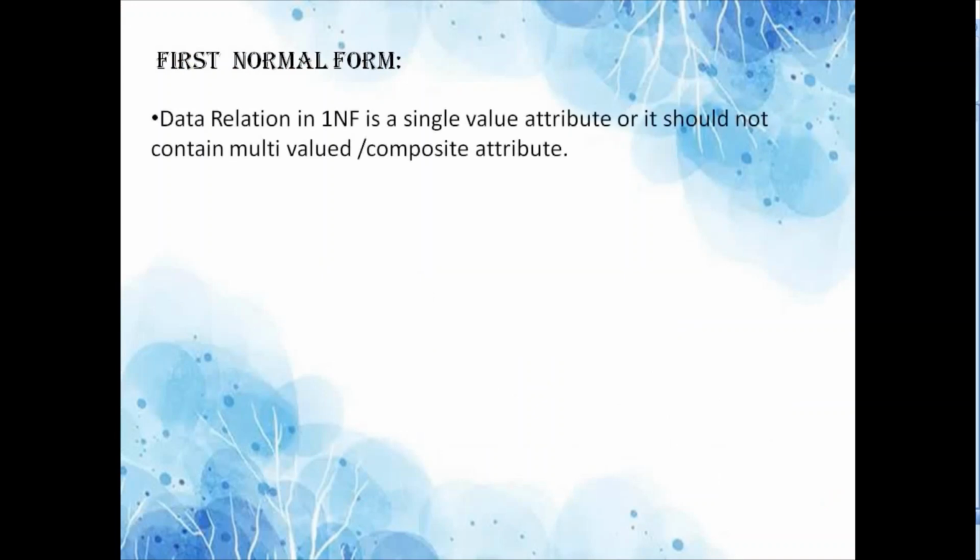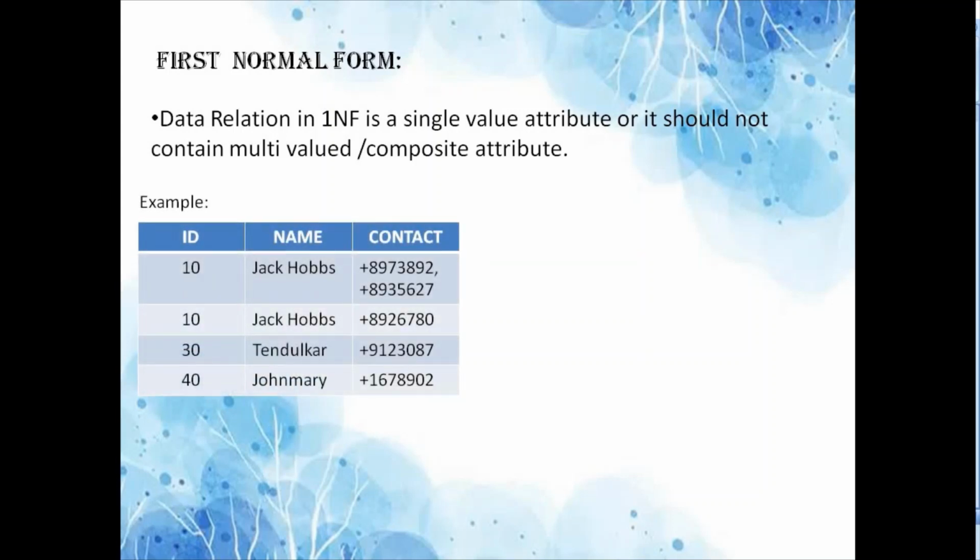Data relation in first normal form is a single-valued attribute; it should not contain a multi-valued or composite attribute. Let's take an example to understand clearly. In the table we have 3 columns, namely ID, name, contact. So as per the first normal form, no column value should contain multiple values.